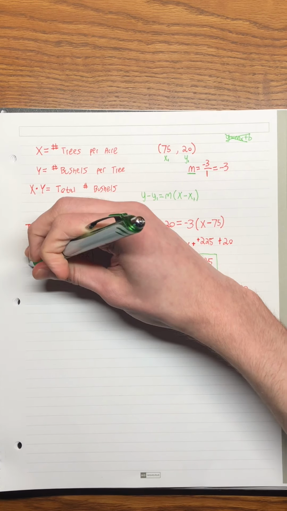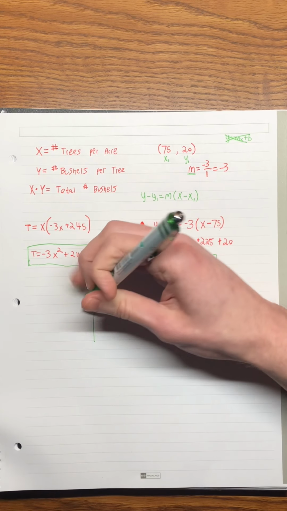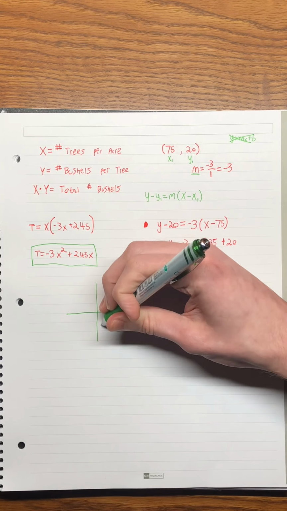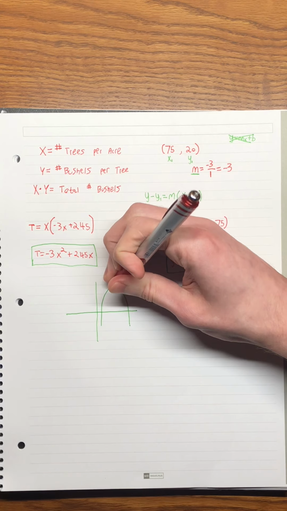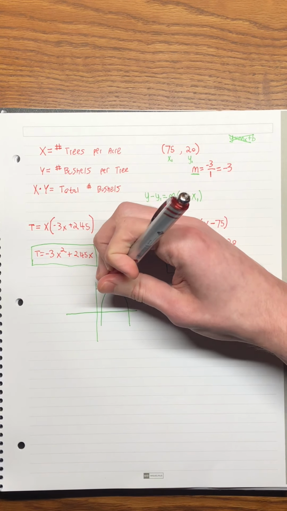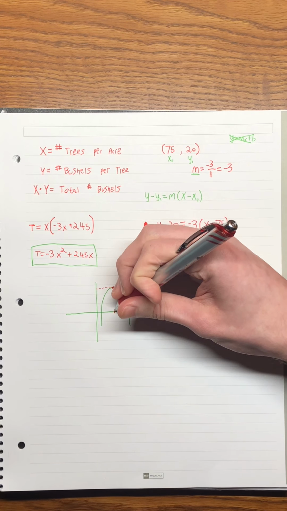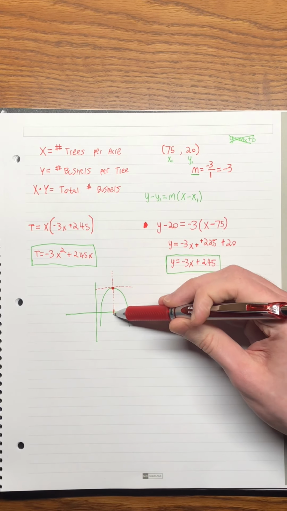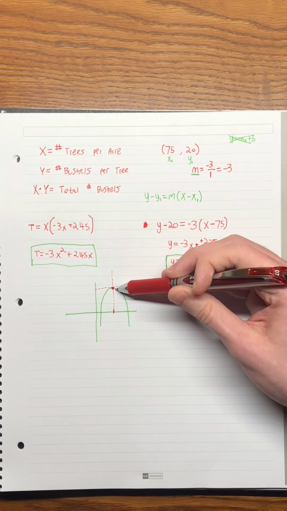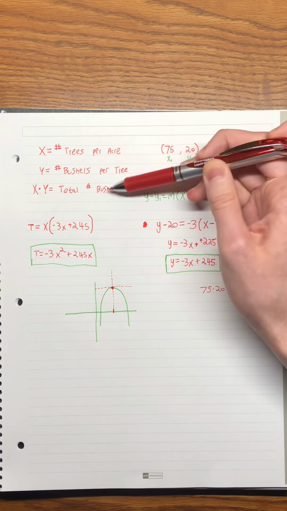Now we're trying to find the point on this parabola, because whenever we graph this, it is going to look like this. We're trying to find this point because this is the maximum of the parabola, and it's this x value that we need to answer the question. This x value right here is going to be the number of trees that we plant per acre that's going to yield us the maximum amount of bushels. Like the maximum amount of total bushels, not bushels per tree, but total bushels.